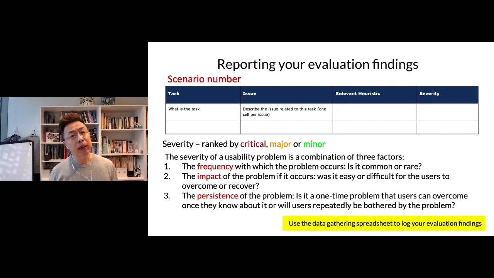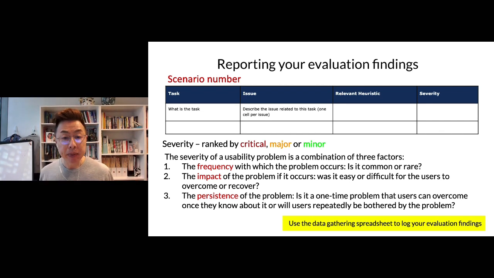Now, we rank the severity by 3 major rankings. The first one's critical, that's the worst, and then major, minor. Okay. Now, how do we work out what is critical, what is major, or what is minor? Well, the severity of the usability problem is a combination of 3 different things. How often did it occur? Is it common or is it rare? The more often it occurred, the more critical it is.